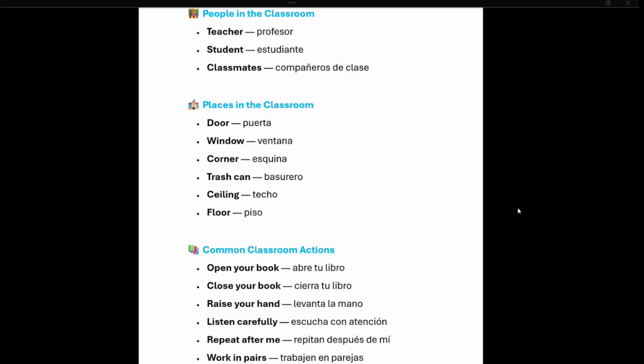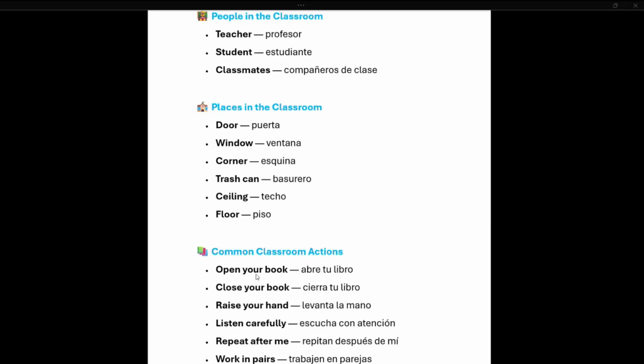Student, student. Classmate, classmate. Door, door. Window, window. Corner, corner. Trash can, trash can. Ceiling, ceiling. Floor, floor. Open your book, open your book.